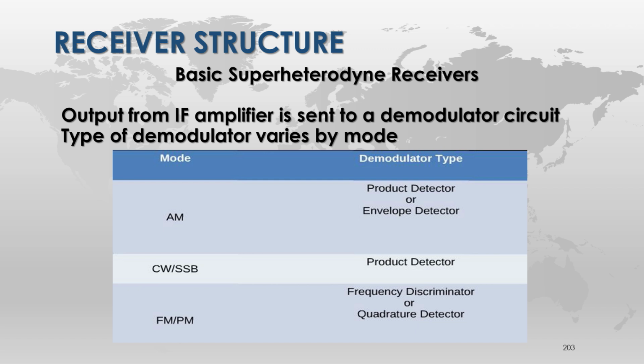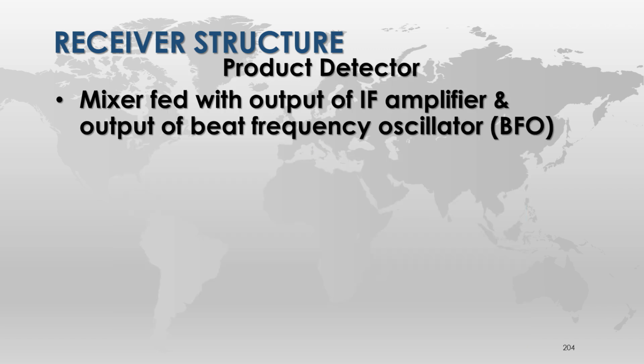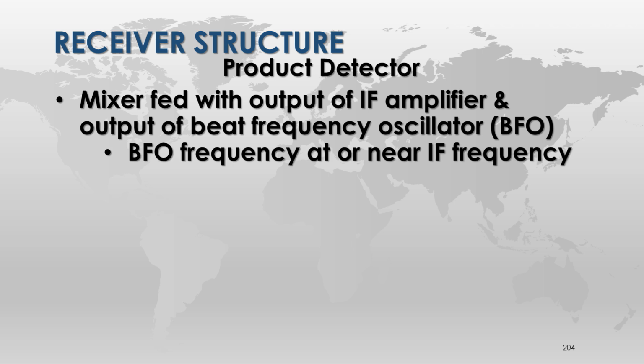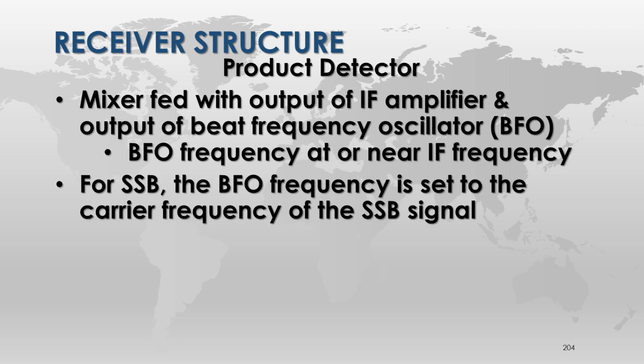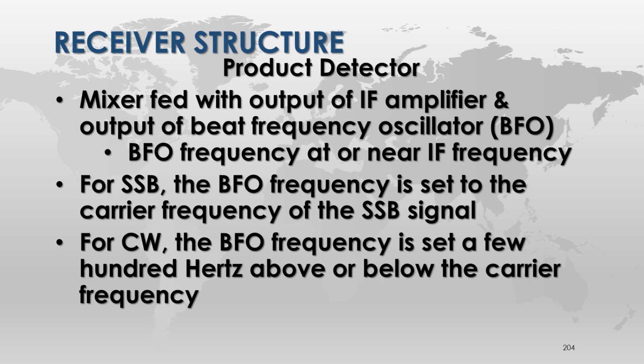AM and CW and single sideband can use a product detector. A product detector is a mixer fed with the output of the IF amplifier and the output of the beat frequency oscillator, or BFO. BFO frequency is at or near the IF frequency. For single sideband, the BFO frequency is set to the carrier frequency of the single sideband signal. So yeah, if you don't have one, can't do that, huh? For CW, the BFO frequency is set to a few hundred hertz above or below the carrier frequency.